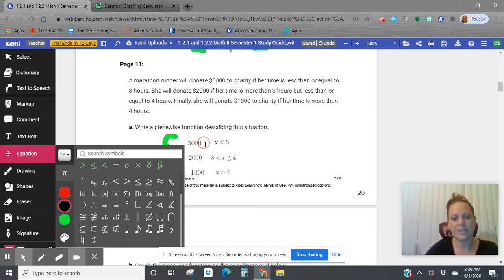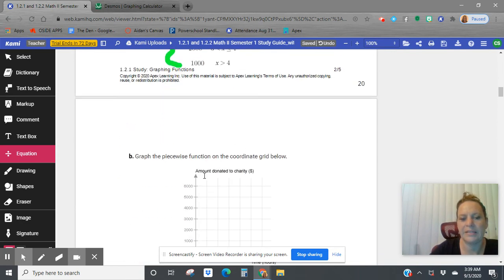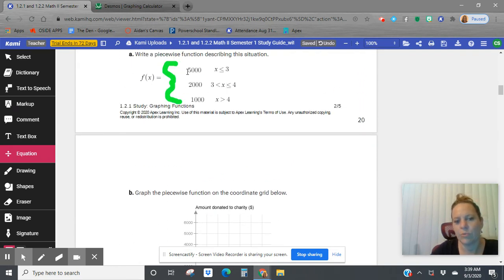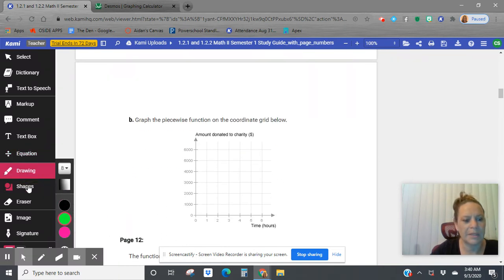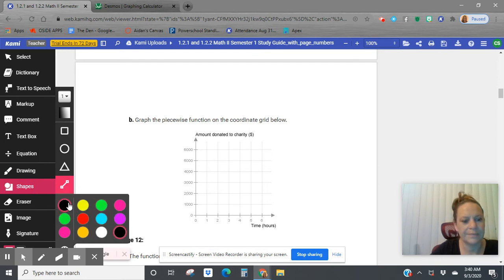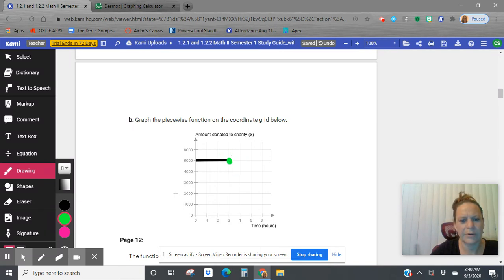So here's our piecewise function. 5,000 if less than 3 hours, 2,000 if in between 3 and 4 hours, 1,000 if greater than 4 hours. That's how we write out our 3 pieces. Now we're going to go graph that piecewise function. So I'm going to first say that it's right at 5,000 if it's less than or equal to 3. So I'm going to go grab a line from the shapes. And I'm going to basically say up to 3 hours. And then we want a nice little closed dot including the 3 hours right there.